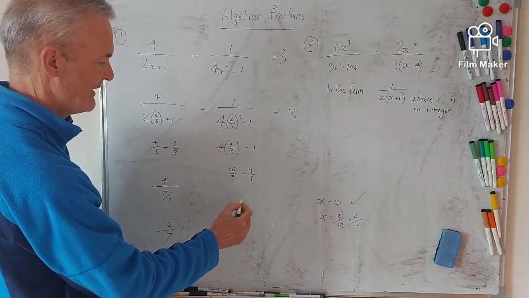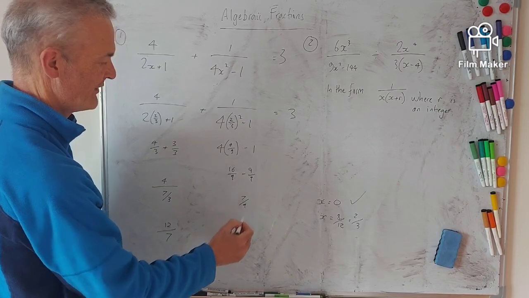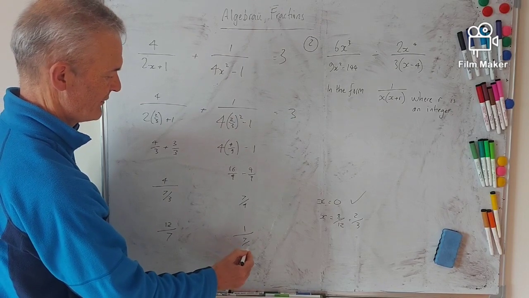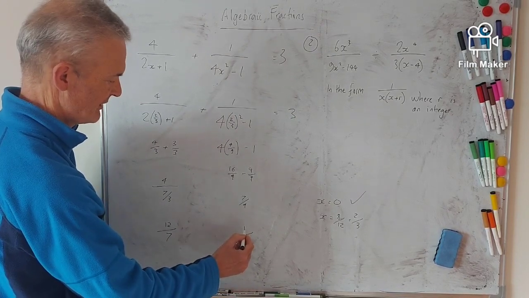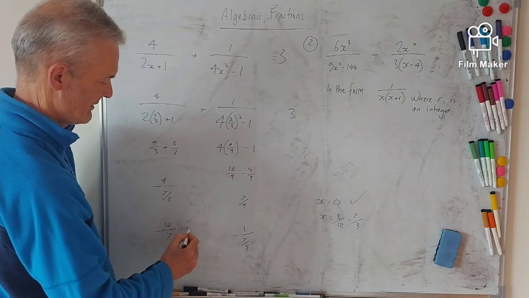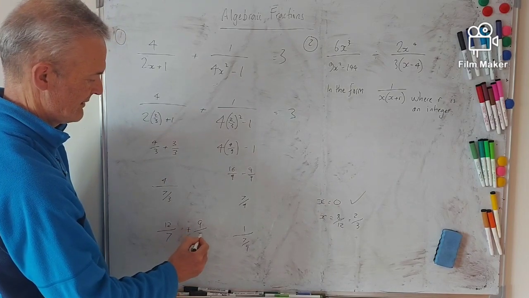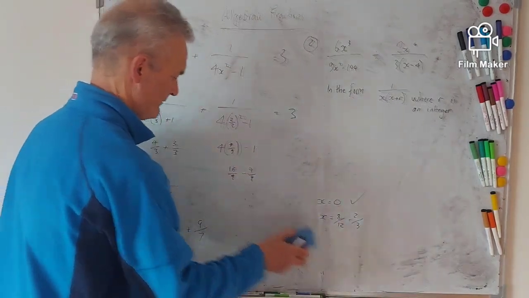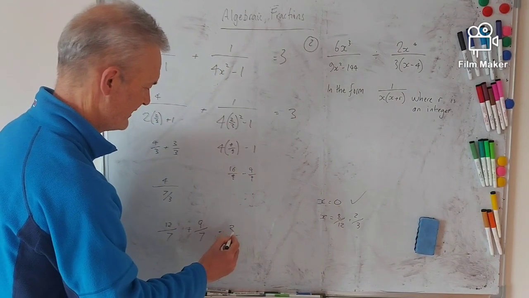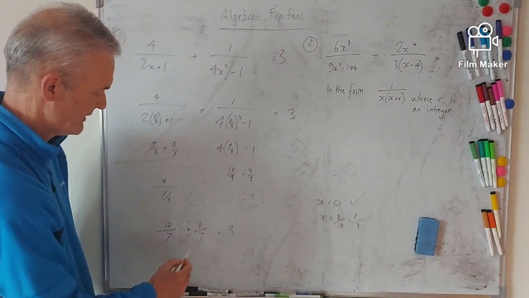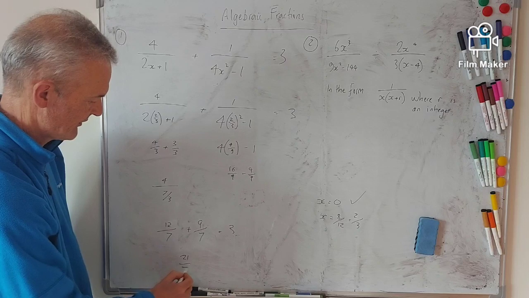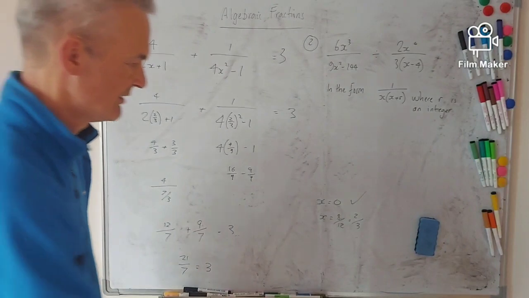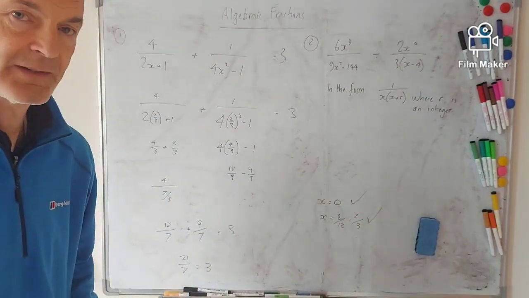So that's going to give me 7 over 9. So I've got 1 over 7 over 9. So the 9 comes to the top. So that's going to be 9 over 7. And that should equal 3. So 12 plus 9 is 21 over 7, which does equal 3. So we're okay there. Those are our two solutions, and they both work.